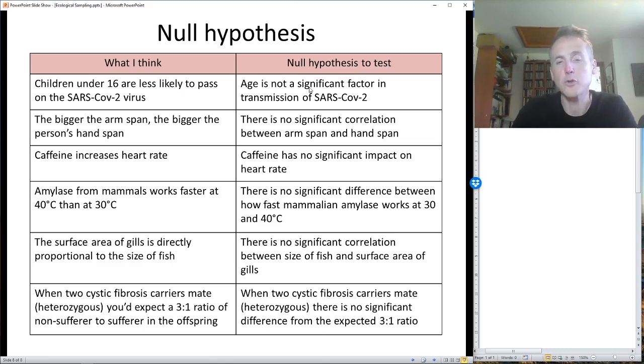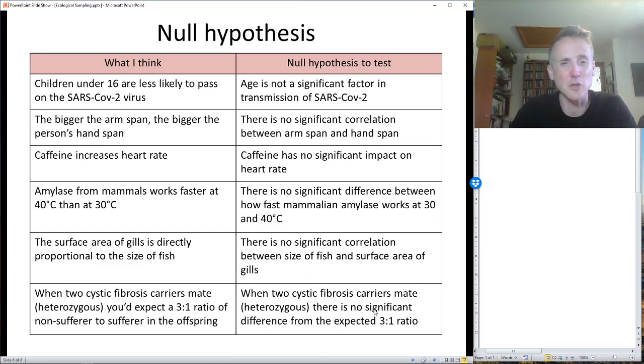So for most null hypotheses, you'd say there is no, there is no. When you know that it should follow a certain ratio, then that becomes a null hypothesis. So you do have to have your brain switched on slightly.